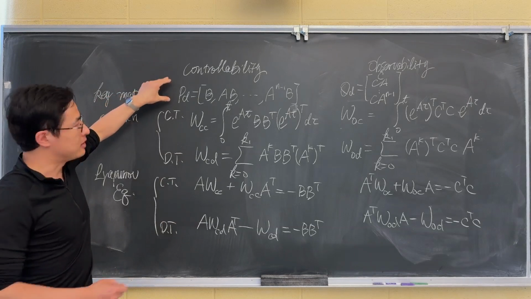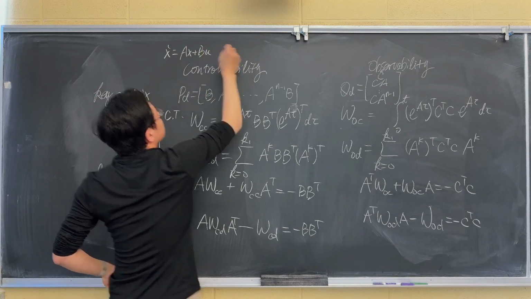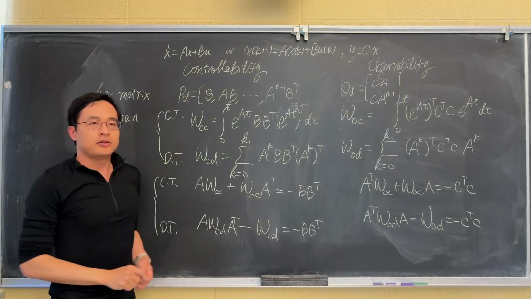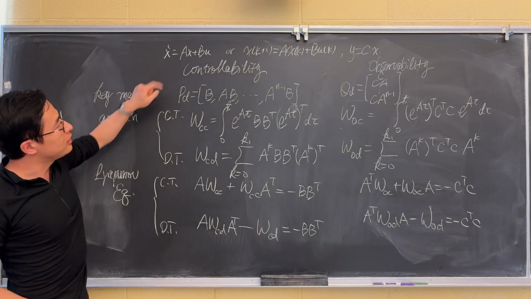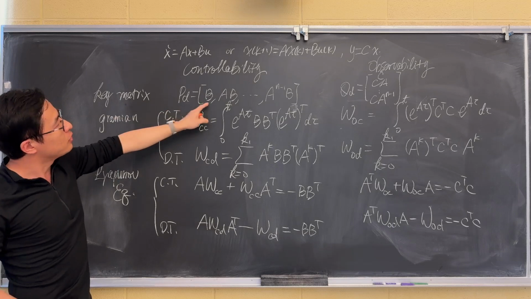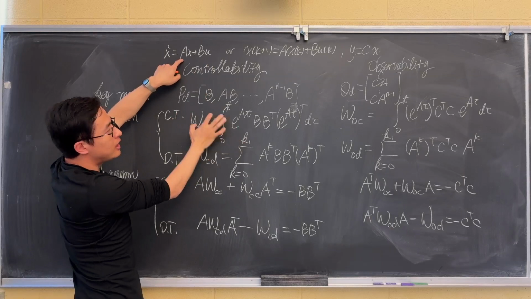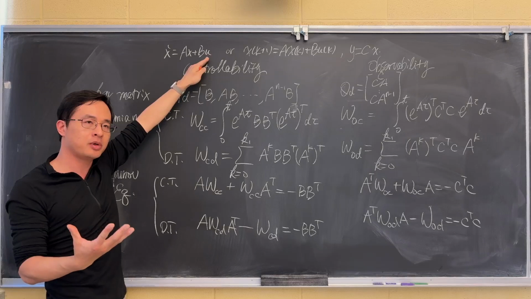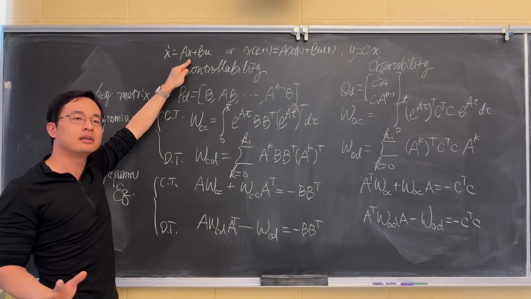For a dynamic system, x dot equals Ax plus Bu, or the discrete time case. For a linear system like this, the controllability can be judged from the controllability matrix P, which relates only to the A and B matrices, and doesn't relate to C. Because controllability is about the property of whether my control input can influence my state. The output is irrelevant over here.